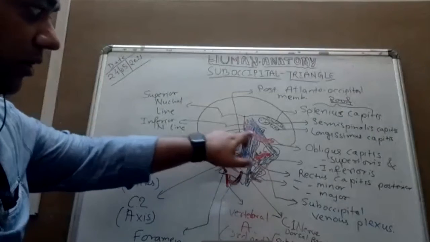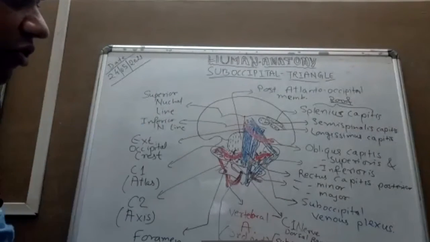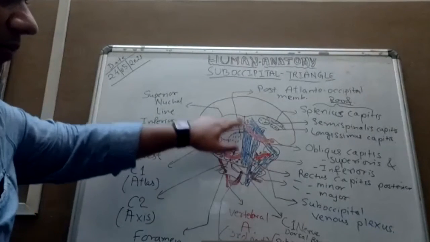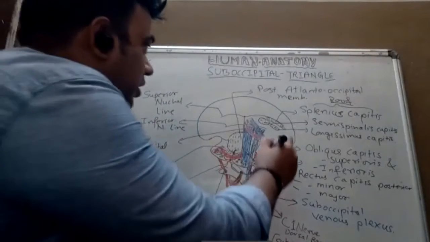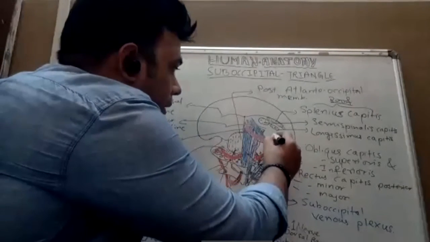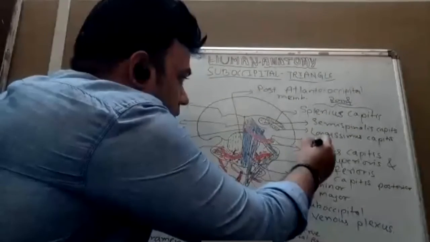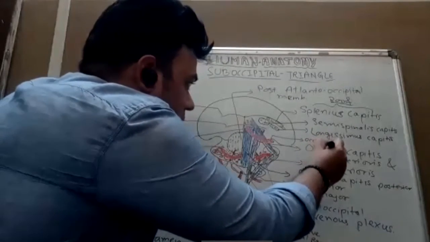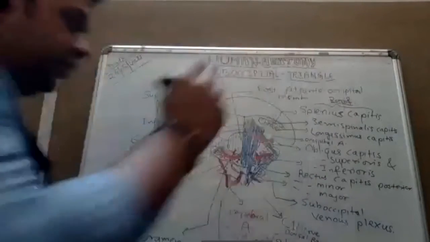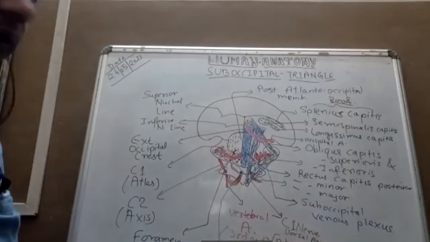The superior angle of the triangle is crossed by the occipital artery. I will not label it, just remember the occipital artery. If you want, I can. What I will write: occipital artery. Okay.